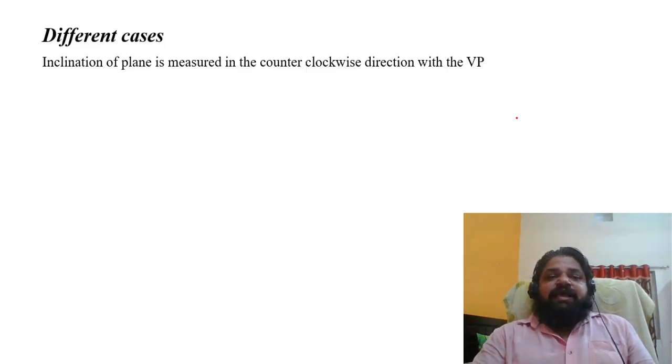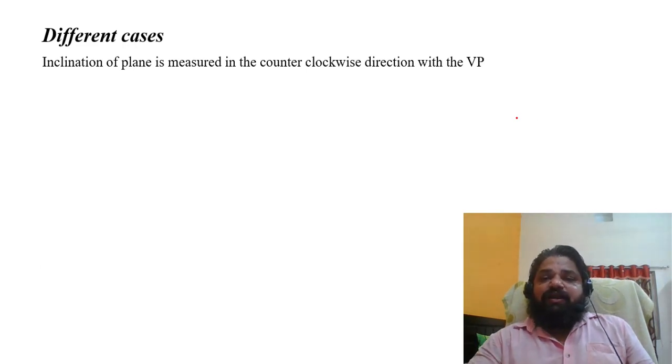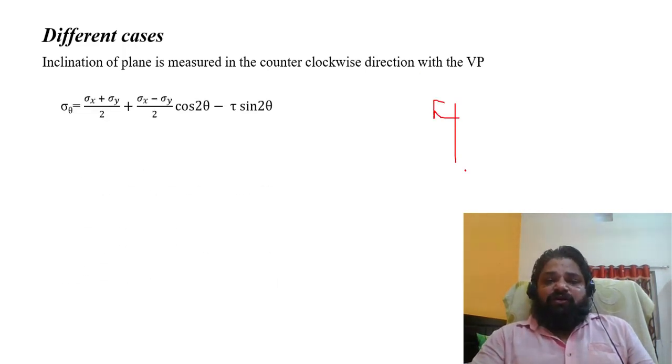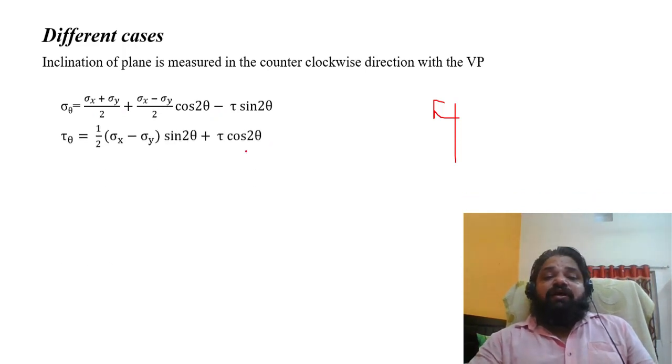For the different case, the inclination of the plane is measured counterclockwise. In the earlier case we took clockwise from the vertical plane, from this side. If it is counterclockwise, then what is the normal stress? The values are not going to change. The normal stress is not going to change if the direction changes. But here, instead of minus, we will have a plus sign for tau theta.